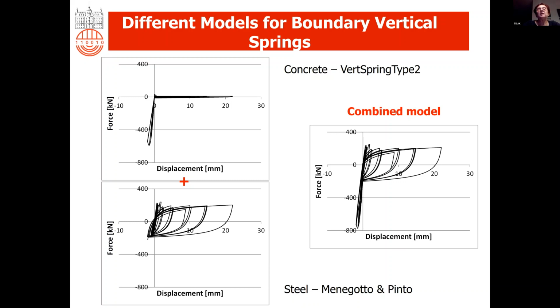So what I would like to say is that when you are using this MVLEM element, it is not necessary to use only the materials that we developed to be used by this element, but you can use any type of material which is included in OpenSees, which is appropriate.